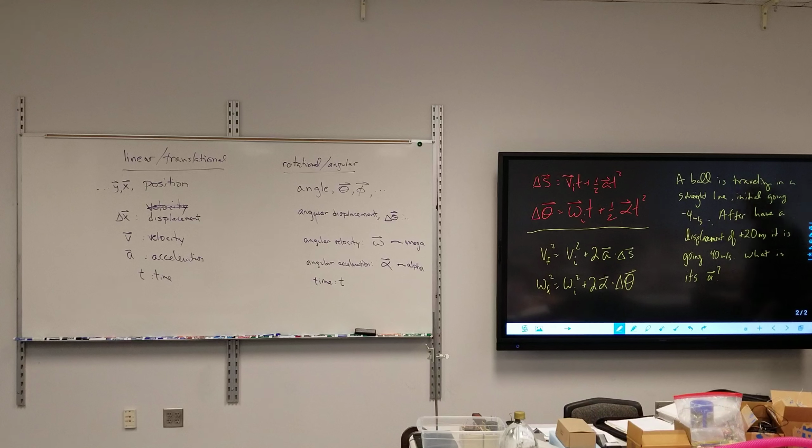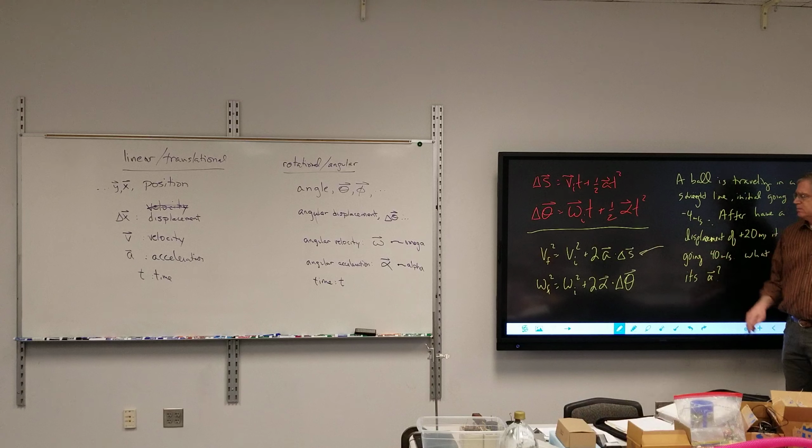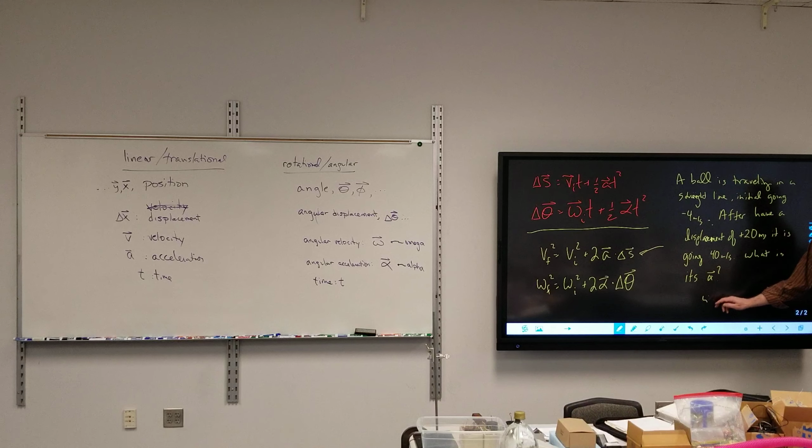All right, so here's a chapter 2 problem. A ball traveling in a straight line, initially going -4 meters per second. After having a displacement of positive 20 meters, it is going 40 meters per second. What is its acceleration? It's just a straight up plug and chug into this formula right here. So we have 40 squared is equal to 4 squared plus 2a times 20. Work through the math and you get something.